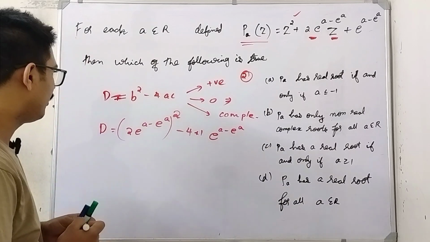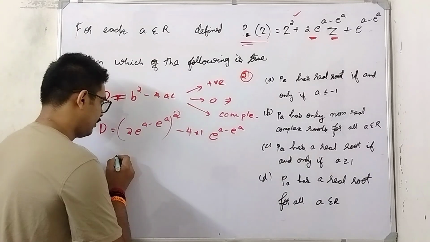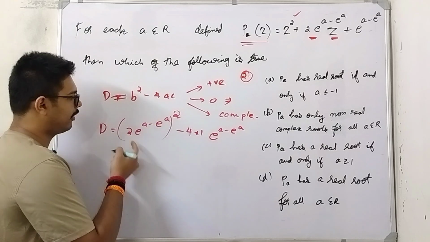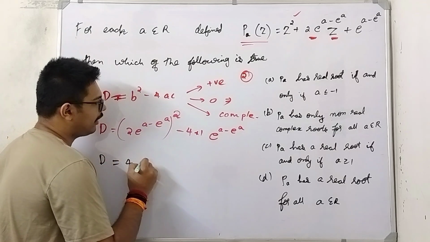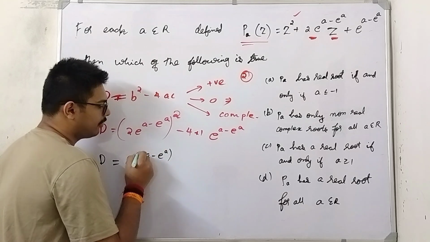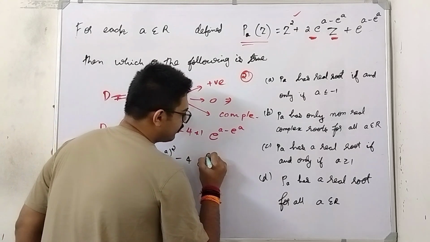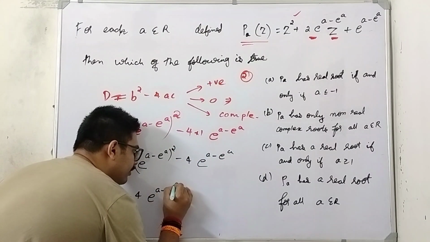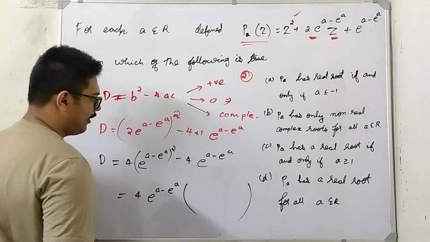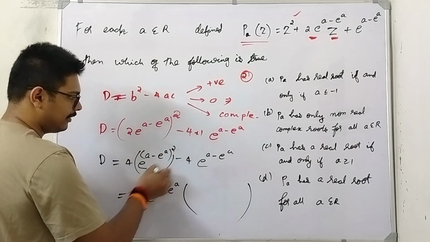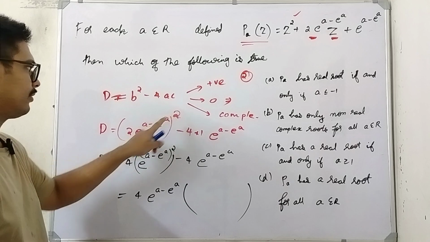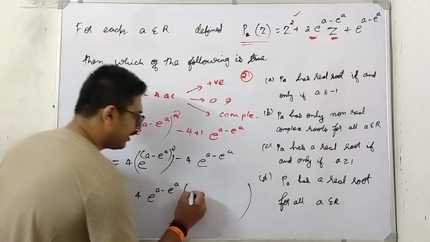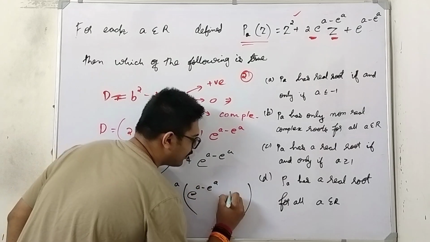Now we can take this 2 outside as 2 square, it will become 4. So our d value will be d equal to 4 times e raised to a minus e raised to minus a the whole square, minus 4 times e raised to a minus e raised to minus a. Now we can take 4 times e raised to a minus e raised to minus a common from both the terms. This is the square term, this is twice, so we can take one of the values outside, 4 has been taken out, so there will be e raised to a minus e raised to minus a minus 1.